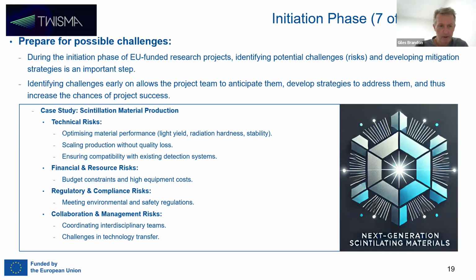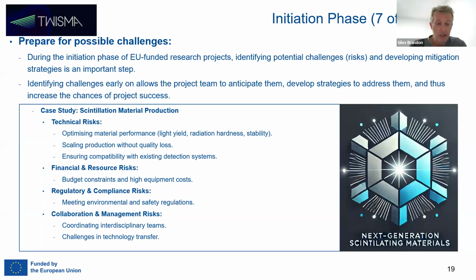So in the context of our case study, broadly speaking, we can see there being 4 different types of risks. Starting with technical risks. So what could go wrong? What could be a challenge? Well, certainly the optimization of material performance. We say we want to get the adequate light yield, radiation hardness, and stability, but we may not achieve those, at least to begin with. So what are the concrete ways we could try to tackle those issues as and when, if they arise?